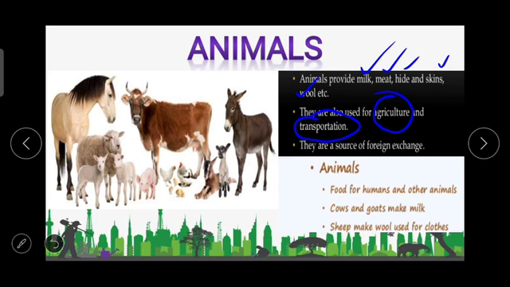Nowadays, the main use of animals in agriculture is very important. In India, agriculture is totally dependent on animals like oxen. They are a source of foreign exchange. So, food for humans and other animals. Cows and goats make milk, sheep make wool used for clothes. So these are the uses of animals, and that's why animals are also under the heading of natural resources.